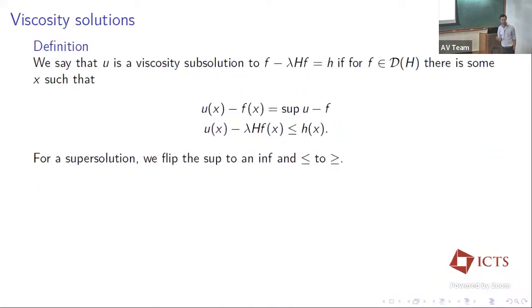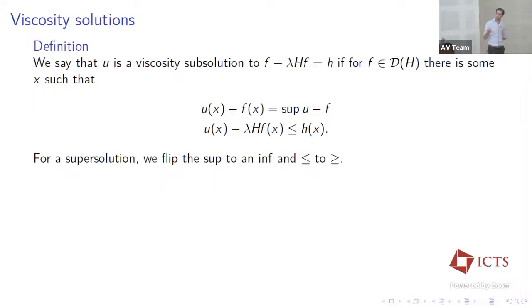Now, I'm not going to do exactly this connection, but I'm going to define for you what the viscosity solution to the equation is. So I call a function u, which is bounded and upper semi-continuous, a viscosity solution to the Hamilton-Jacobi equation, if for any f in the domain, there is some x such that if the difference between u and f is maximal, then I have an inequality.